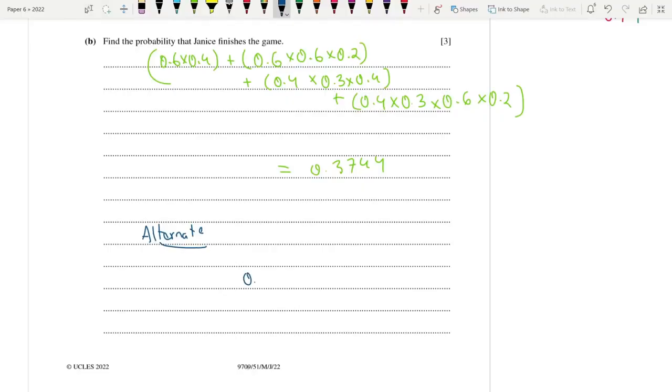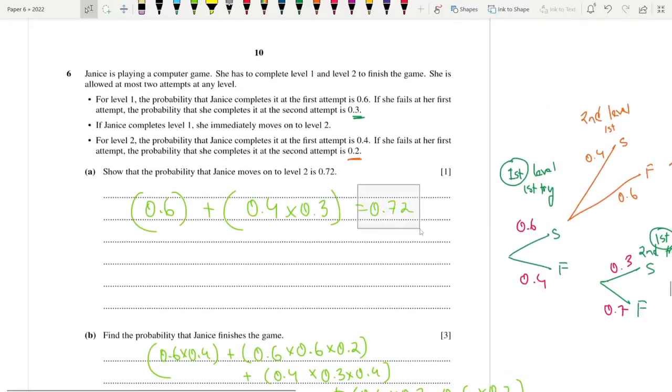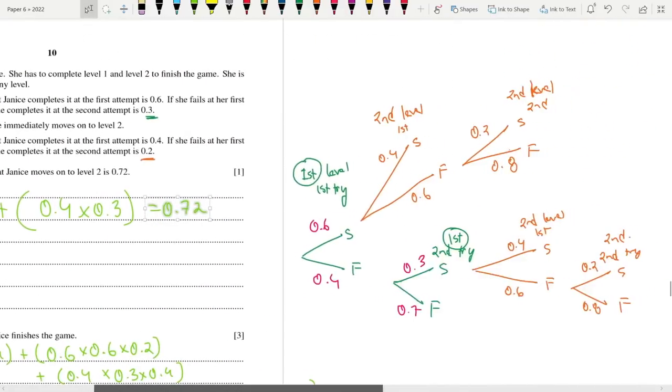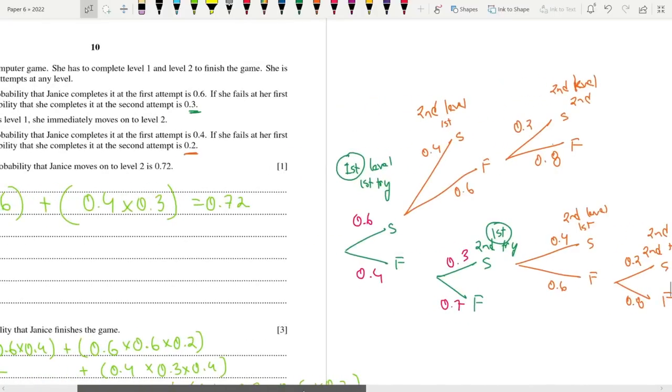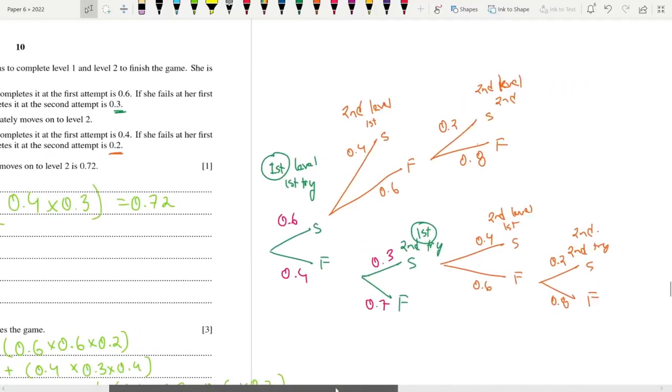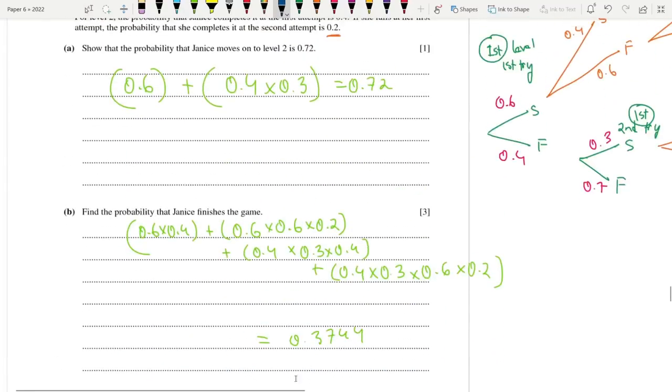It's basically 0.72 into 0.4 plus 0.6 into 0.2. This is interesting. This is the alternate way in the MS. So what does this mean? 0.72 is the probability that you move on to the second stage, right? So 0.28 is the probability that you fail the first stage. So if you multiply the probability of passing the first stage, basically this is the chance of passing the first stage.